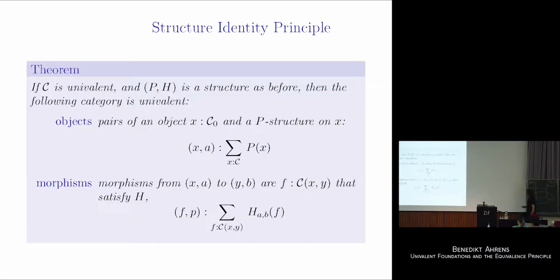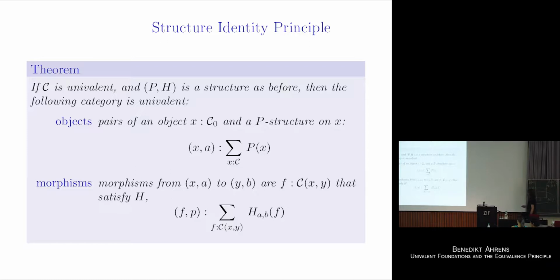So suppose we have a PH structure as before on a category C, and the base category C is univalent. Then we can form a new category, the opposite of which I will explain in a second, and this new category will also be univalent. Objects of this new category are pairs of an object of the original category together with this extra structure on that object.